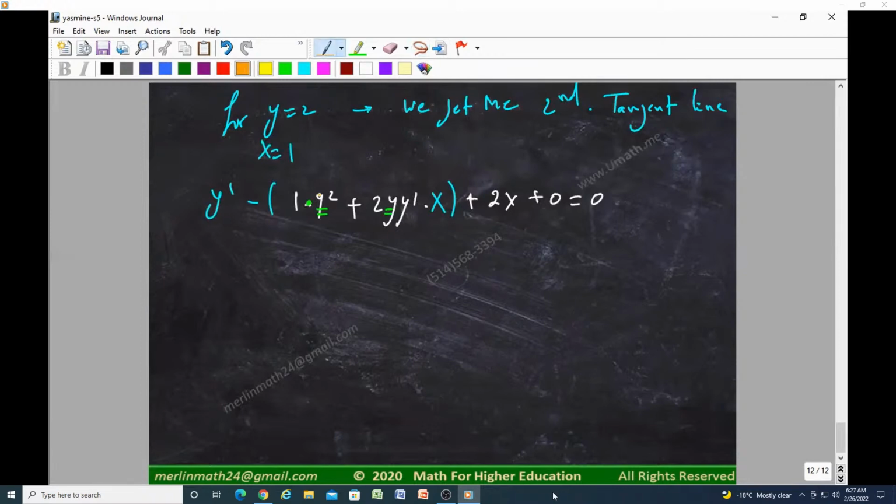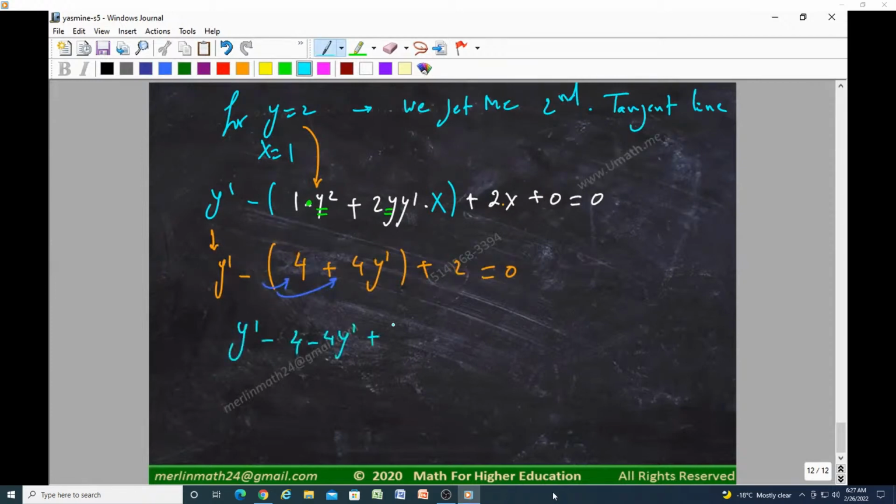So you're going to put y equal 2 and x equal 1. So y prime stays, open a bracket. Y squared means a 4. If you want to calculate right away, 2 times y is 4, 2 times x is 1. So it's 4y prime. X is 1, so 2 times 1 you get 2, equals 0. Any question? No. Now you evaluate unless you remove the brackets. Go ahead. Y prime minus 4 plus 2 equals 0.